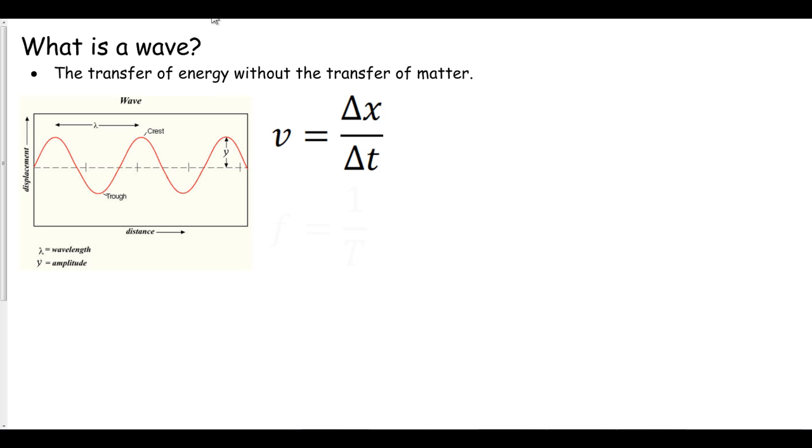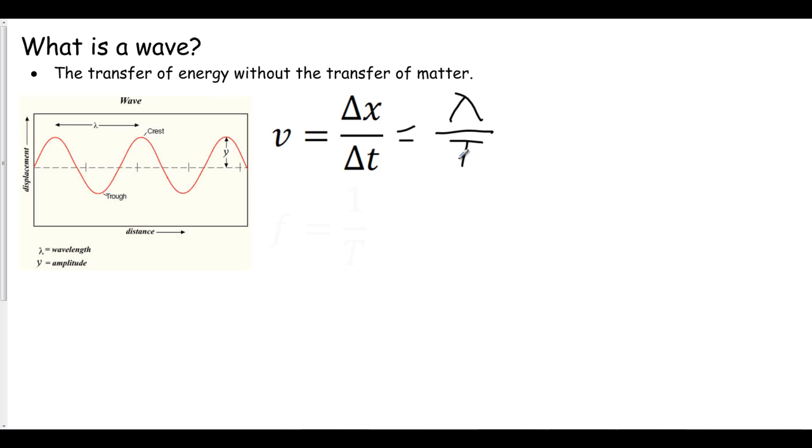Now what this means is, if I look at the amount of time it takes for one wavelength, that's my delta x. If I look at the amount of time it takes one wavelength to go from here and for this next wave to travel through, that is exactly equal to the time period. So I know that the velocity of the wave, or the speed of the wave, is the wavelength divided by the time period.